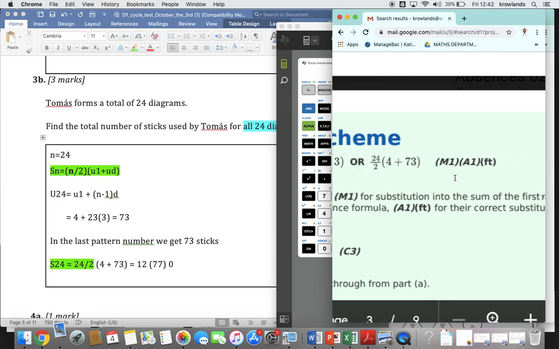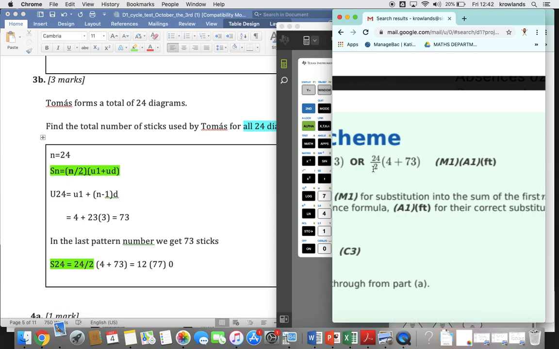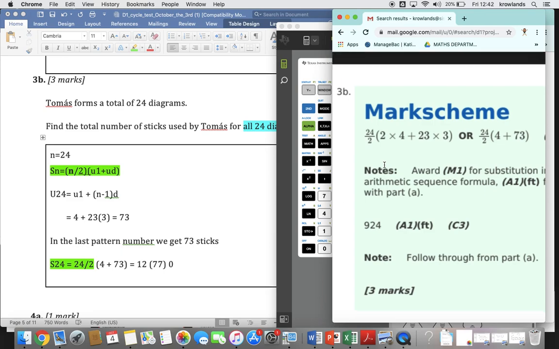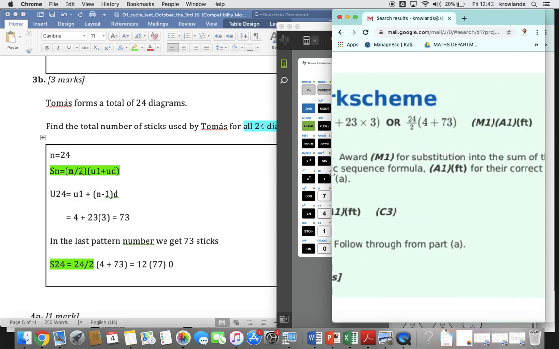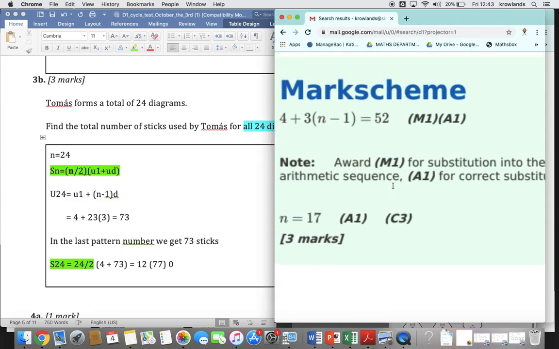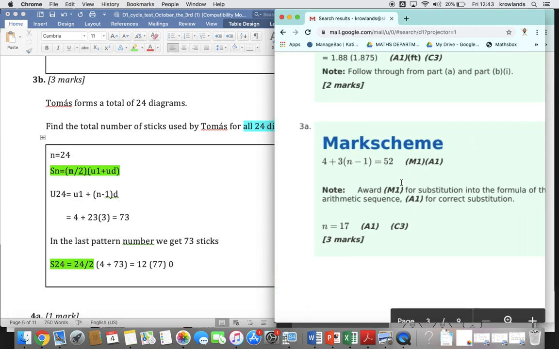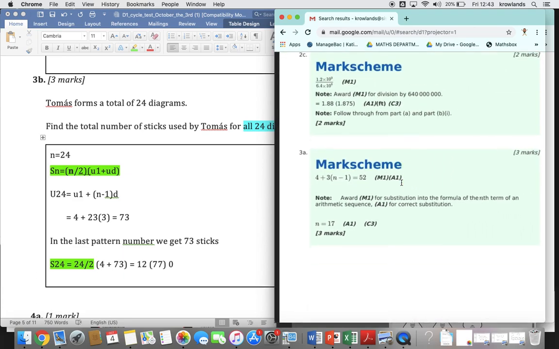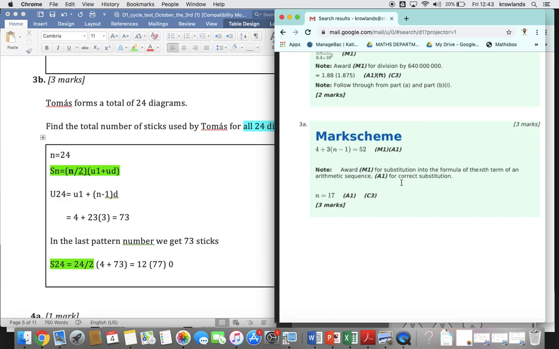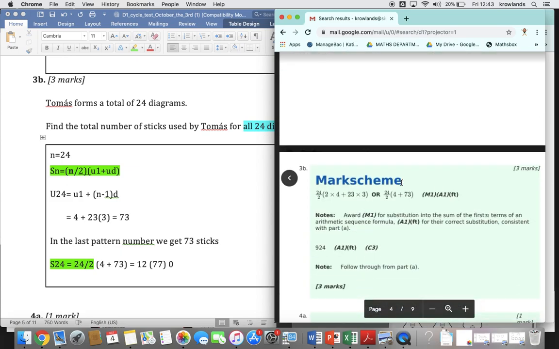You can see that's correct. 24 over 2, brackets 4 times 73. And it says you get 1 mark for substitution into the formula of an arithmetic. I'm checking the wrong question, sorry.